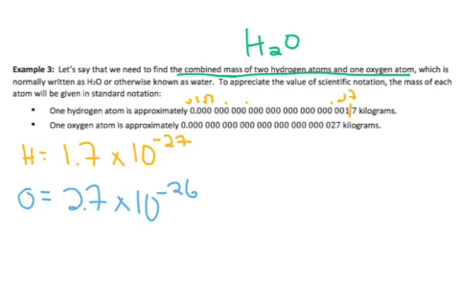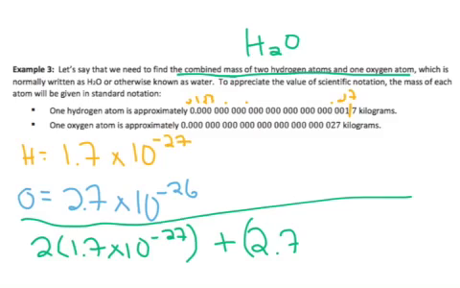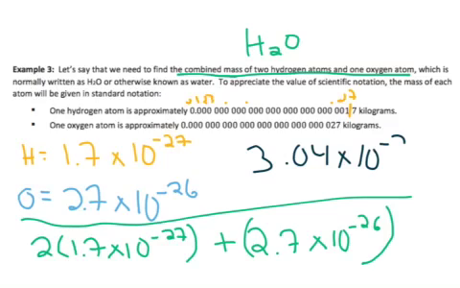So to get my combined mass, remember I have 2 of the hydrogen, so I'm doing 2 times what one of the hydrogen were in scientific notation. Make sure to put parentheses around that. Plus 1 of my oxygen, and make sure you put parentheses around your oxygen. If you type that in your calculator exactly as you see it here, you should get the answer of, and I'm going to write it up here, 3.04 times 10 to the negative 26th power.